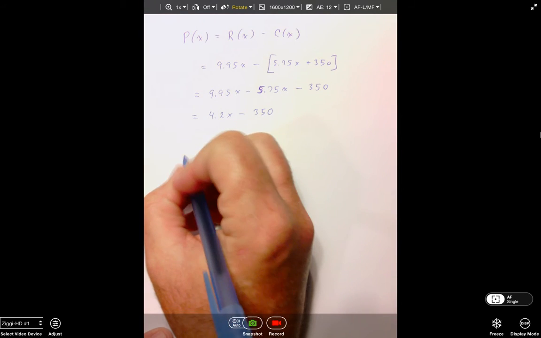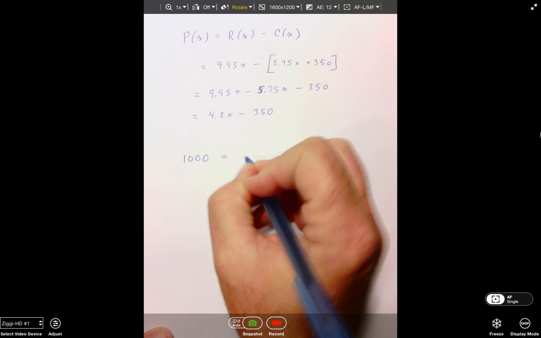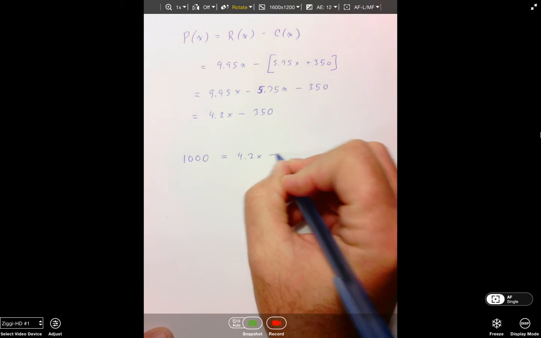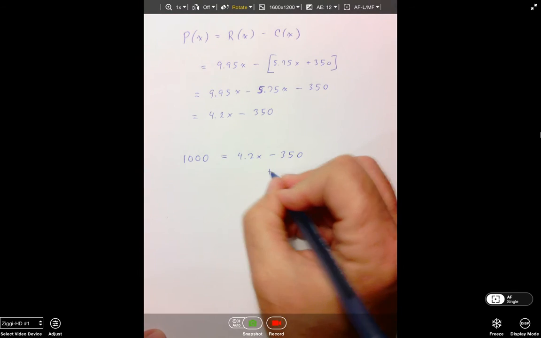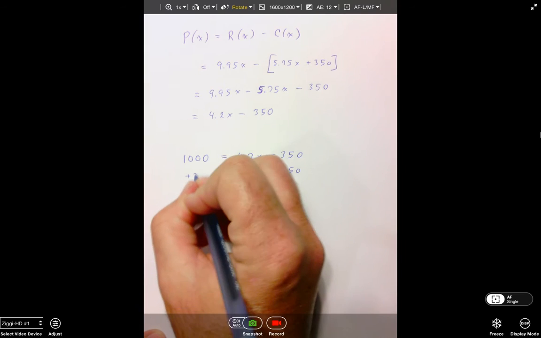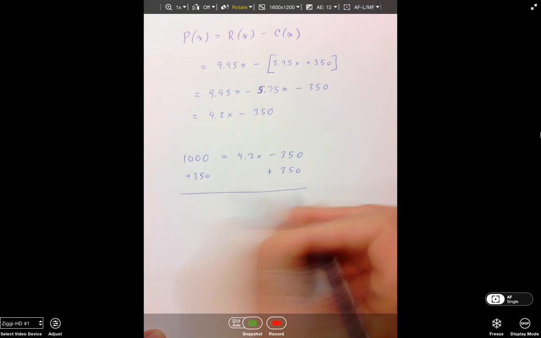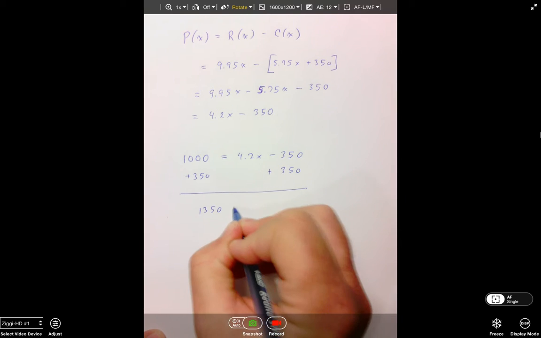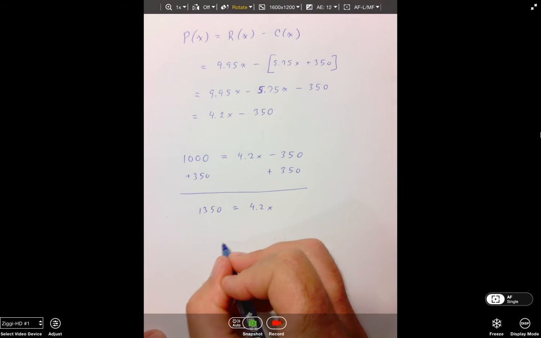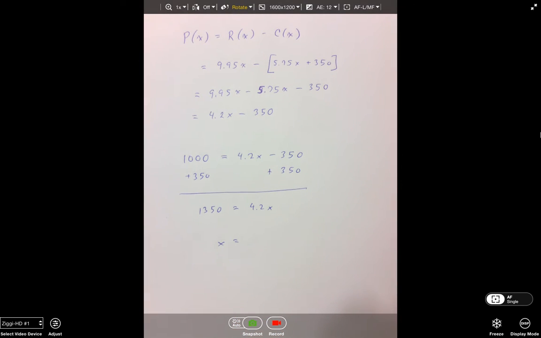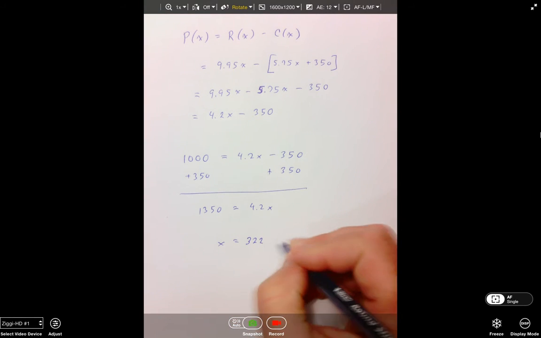Okay, gang, so we want our profit to be $1,000. And we saw that the profit function is 4.2x minus 350. So obviously I'm going to add 350 to both sides. So on the left side I get 1350, and on the right, 4.2x. So again, we're going to have 1350 divided by 4.2, and we're going to get 322 paintings.